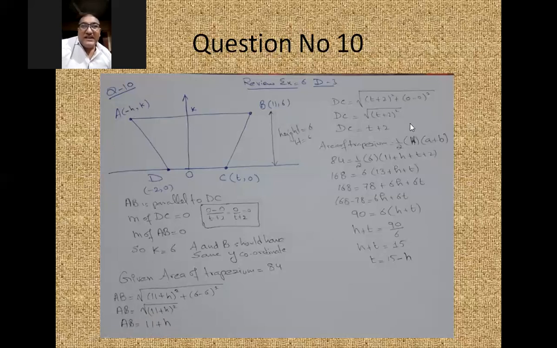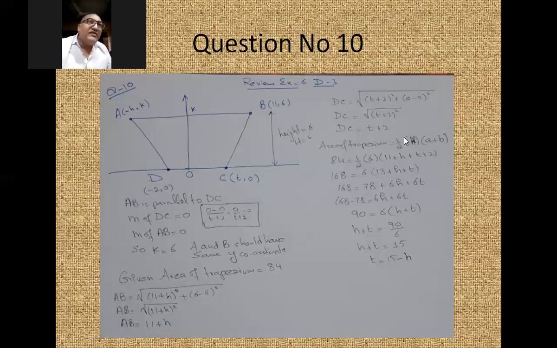The length of the DC will be the same formula, x2 minus x1 whole square plus y2 minus y1 whole square. So you can see here t minus minus 2, it will be t plus 2 whole square plus 0 minus 0 whole square, under root over it. So the square and the under root will be cancelled. So DC is equal to t plus 2.